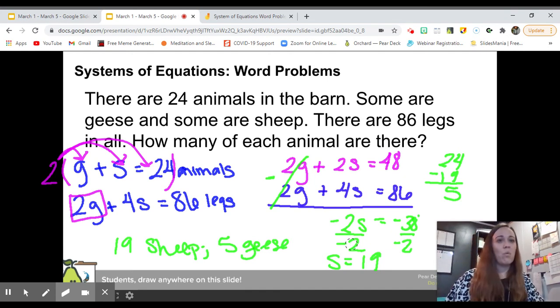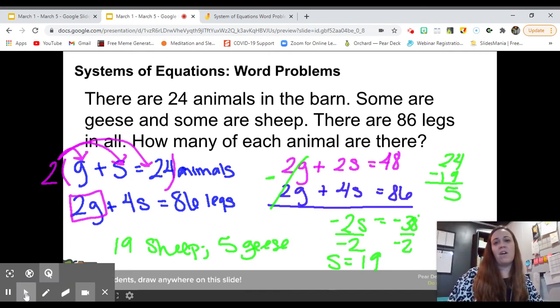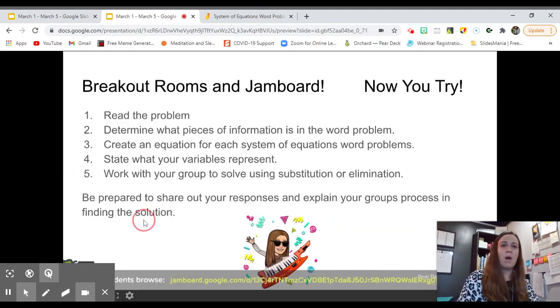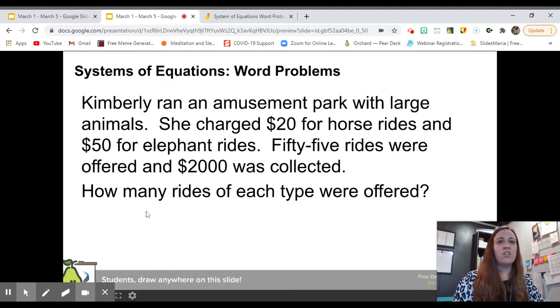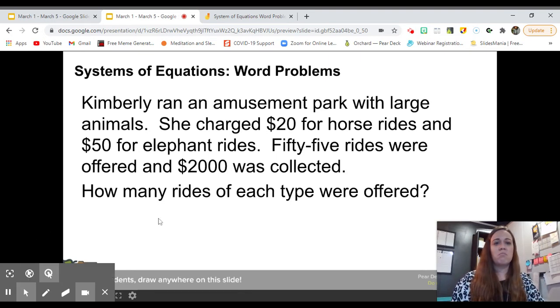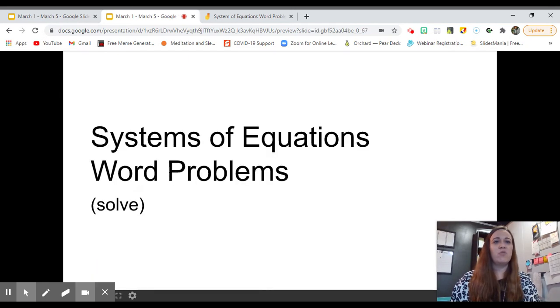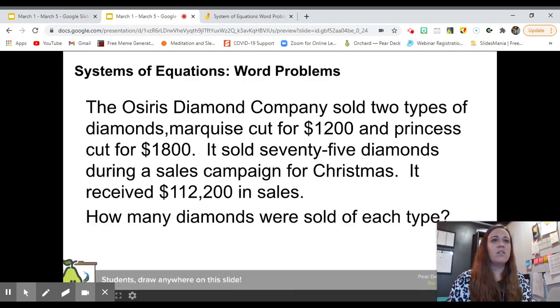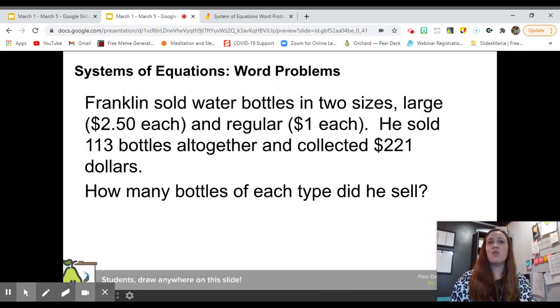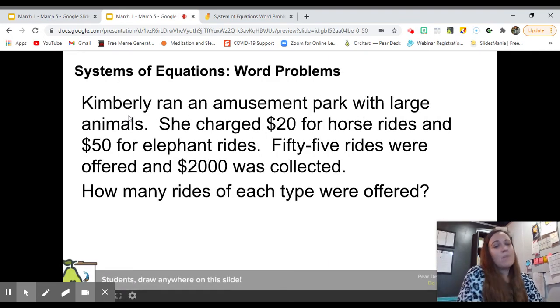Okay, bear with me. I have one more example to share with you that is not dealing with animals and legs, just in case we need another example as we dive into those word problems today. Okay, so let's look at an amusement park. So we have Kimberly Rain Amusement Park with the large animals. Really, animals again? She charged $20 for horse rides and $50 for elephant rides. 55 rides were offered and $2,000 was collected.